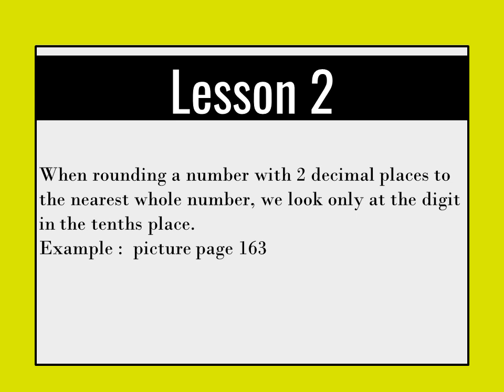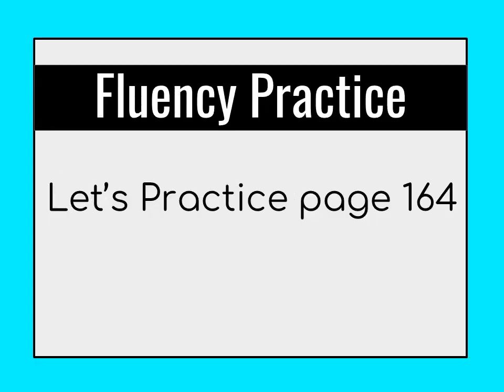When rounding a number with 2 decimal places to the nearest whole number, we look only at the digit in the tenths place. Example, picture page 163, part D. Now, answer. Let's practice on page 164.